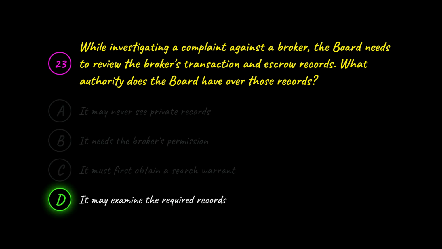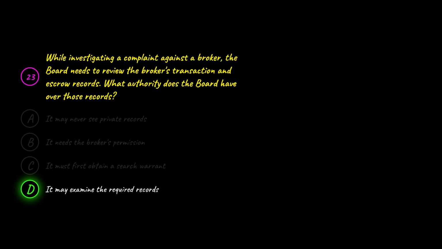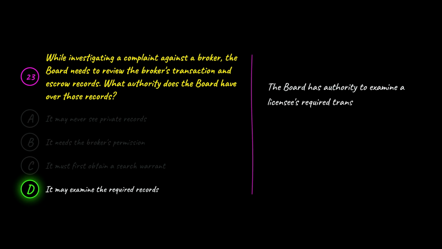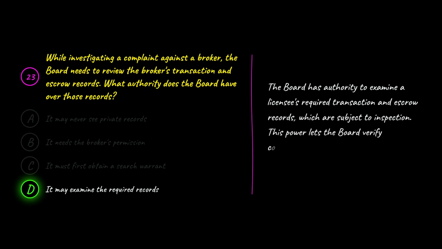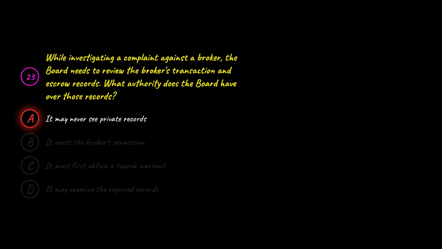The correct answer is D. It may examine the required records. D is correct because the board has authority to examine a licensee's required transaction and escrow records, which are subject to inspection. This power lets the board verify compliance and investigate complaints, and refusing to permit inspection is itself a violation. A is wrong because the board is not barred from reviewing a licensee's records at all.